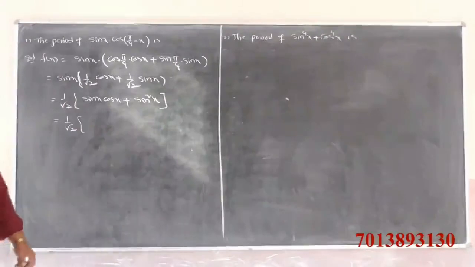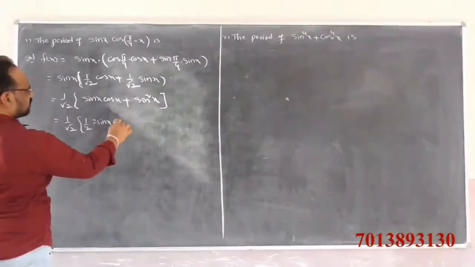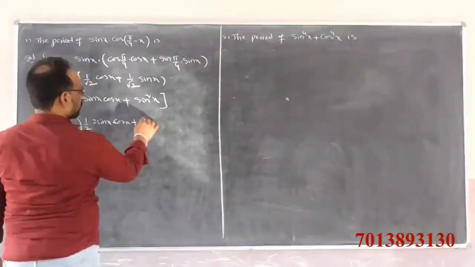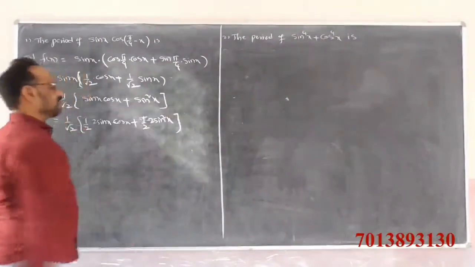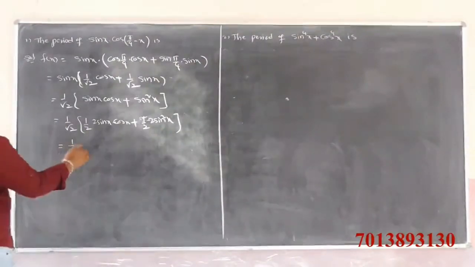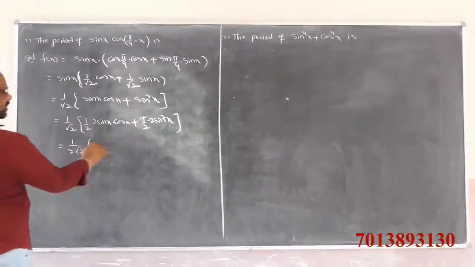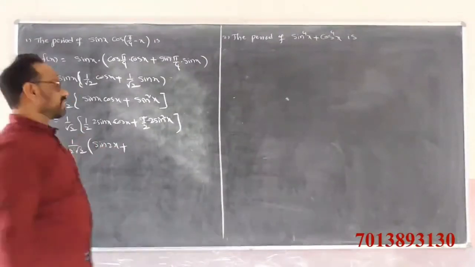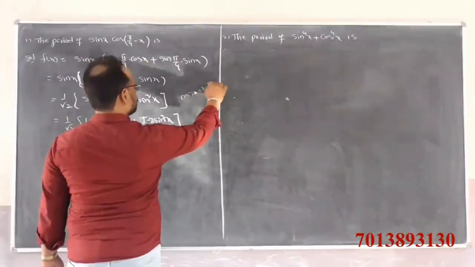If you multiply numerator and denominator by 2, we get 1 by 2 into 2 sin x cos x plus 2 sin square x. So if you take 1 by 2 outside, we get 1 by 2 times of square root 2 into 2 sin x cos x, clearly sin 2x, plus 2 sin square x. 2 sin square x can be written using the fact that cos 2x is equal to 1 minus 2 sin square x.